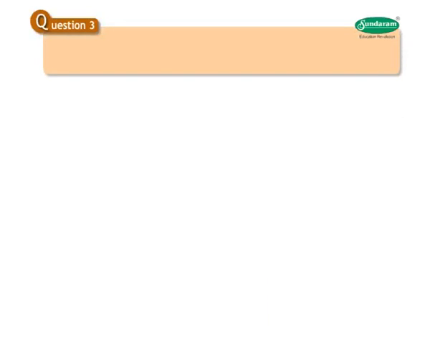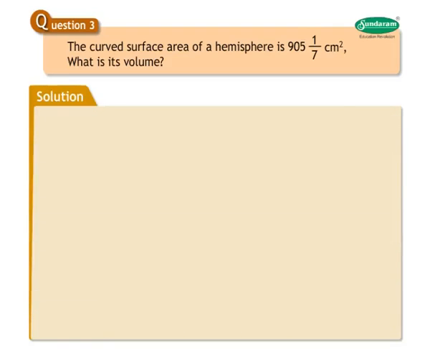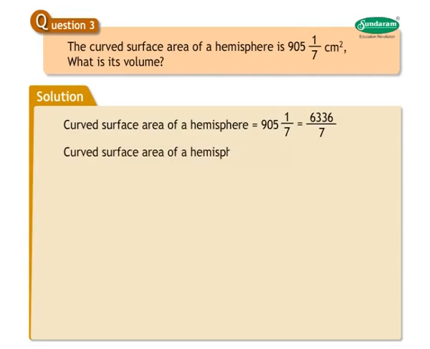Number 3. The curved surface of a hemisphere is 905 1/7 centimeter square. What is its volume? Solution. It is given that curved surface area of hemisphere is 905 1 upon 7. By converting this fraction, we get 6336 upon 7. Thus, curved surface of area of hemisphere is equal to 2 pi r square.